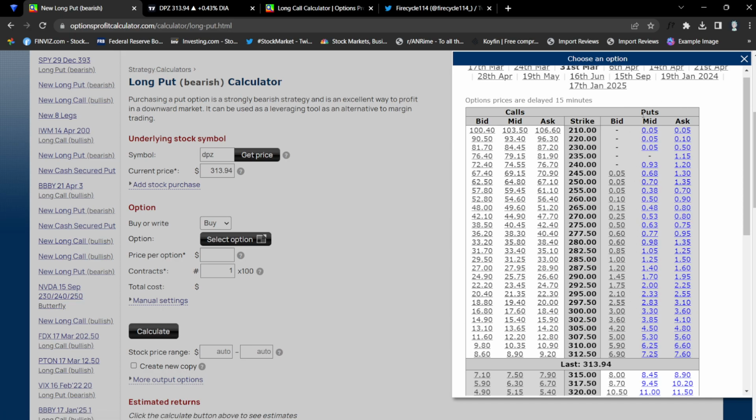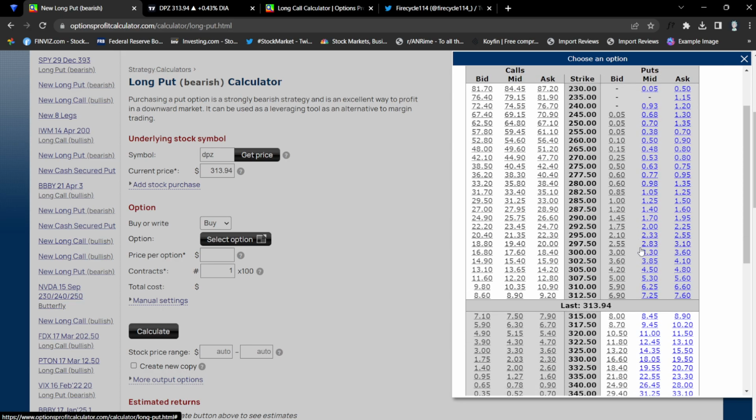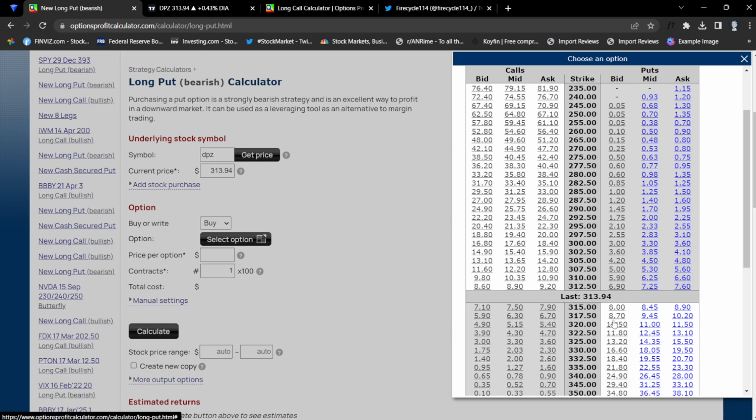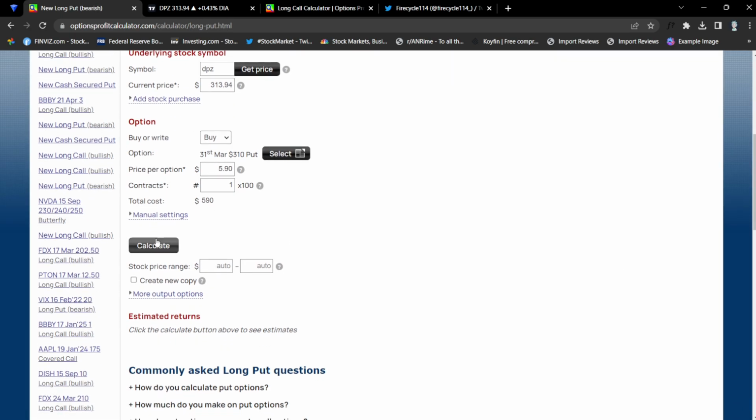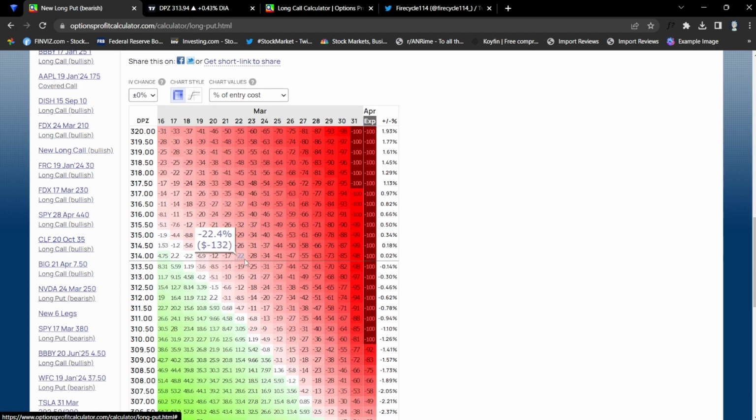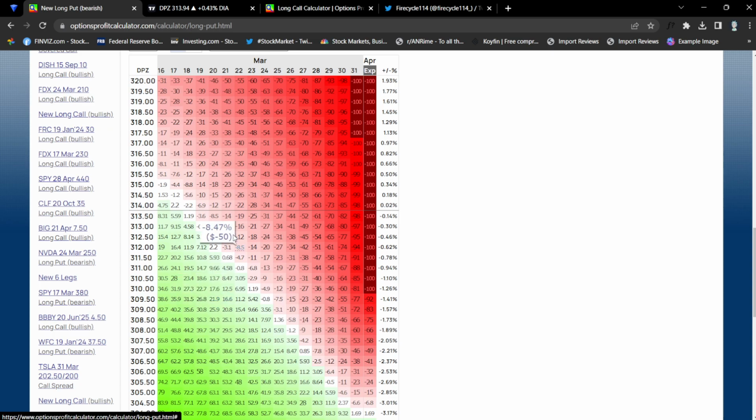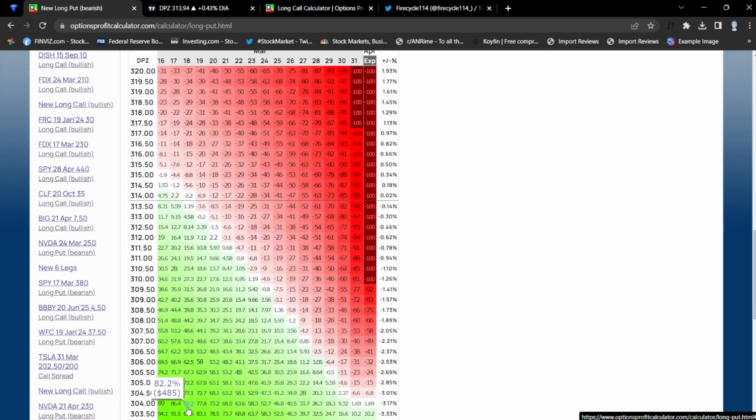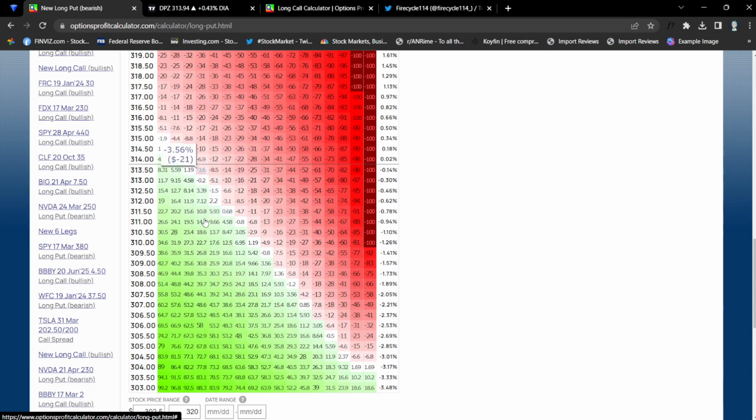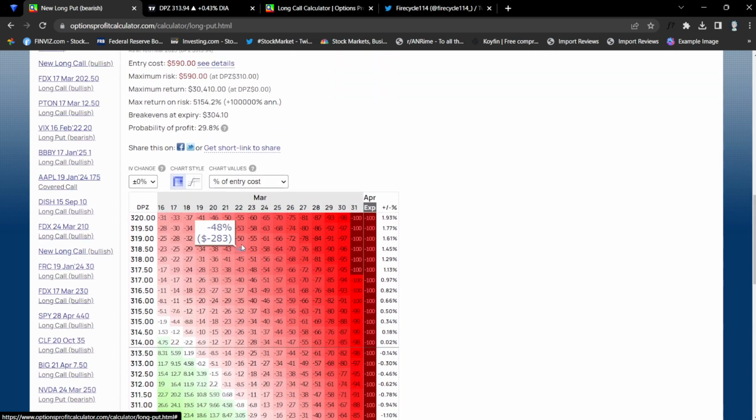Now make sure to take a look at the right when you are grabbing a put. You're gonna have to get used to this system. You have bid, mid, ask, the strike. Puts are on the right and calls are on the left, and keep in mind that it is 15 minutes delayed. So for example, I want to grab like a 310 put. I could calculate this, and you can now see that it is a reverse. So you had the x-axis and then the y-axis, and now you're making money when the stock goes down, and you can see the profit and all of that, which is really, really nice and really, really cool.